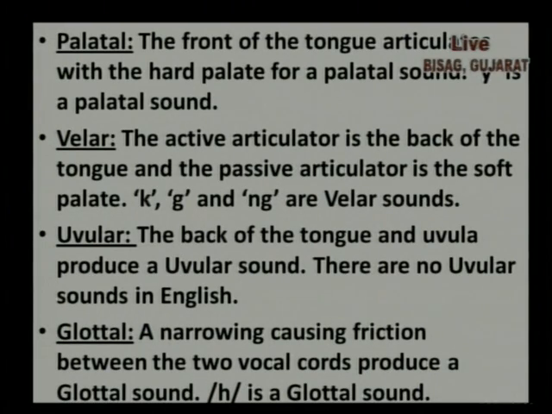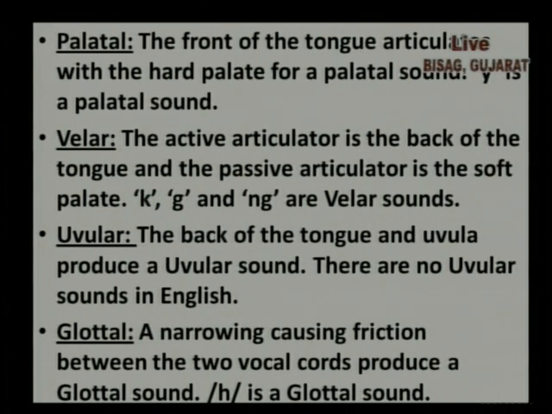So now we deal with uvular sounds. What are uvular sounds? The back of the tongue and the uvula produce uvular sounds. But there are no uvular sounds in English. So, there is not much to talk about in uvular sounds.